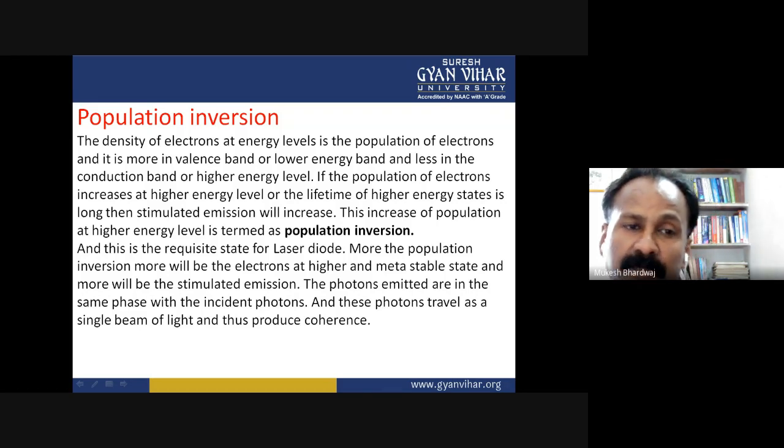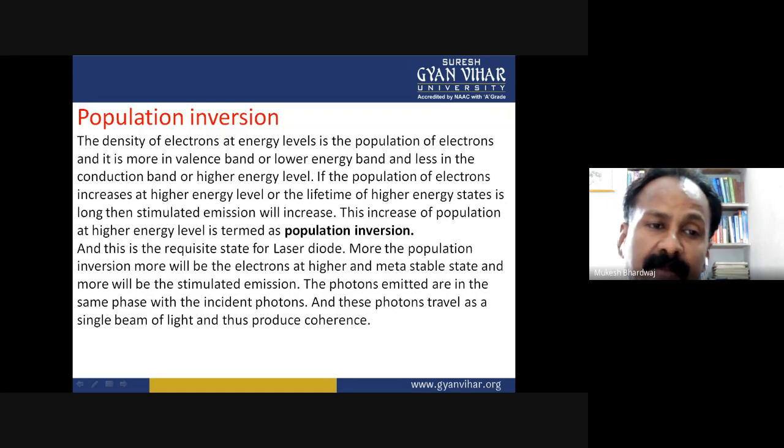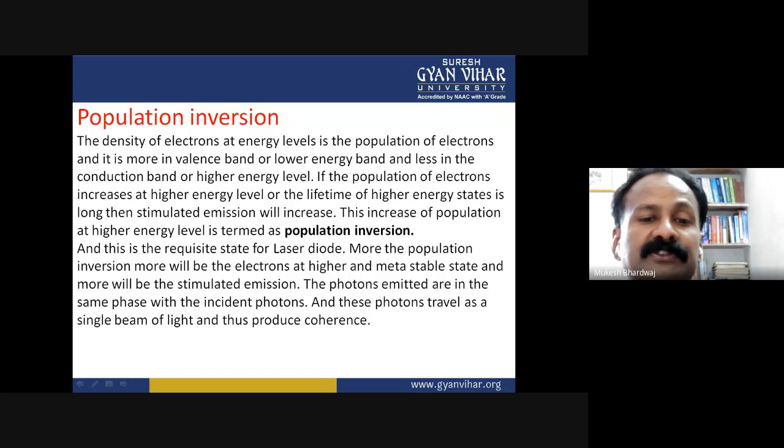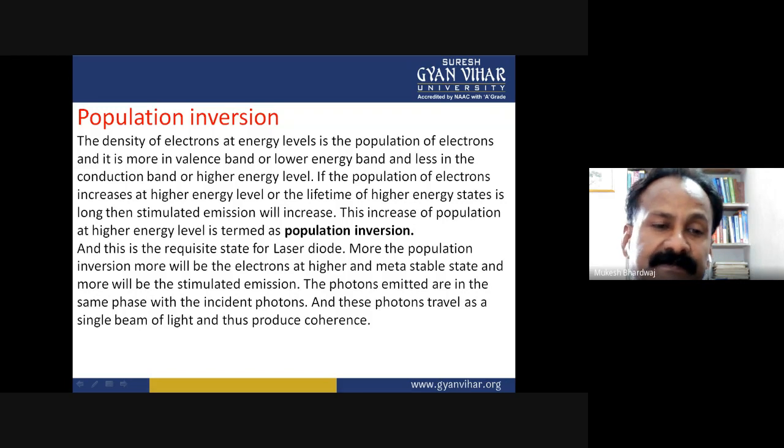Exactly, population inversion is a very important and basic phenomenon required for a coherent source. The photons emitted are in the same phase with the incident photons, and these photons travel as a single beam of light and thus produce coherence.